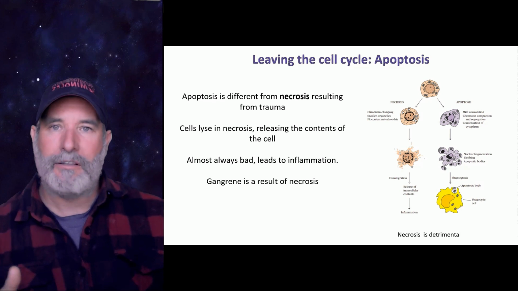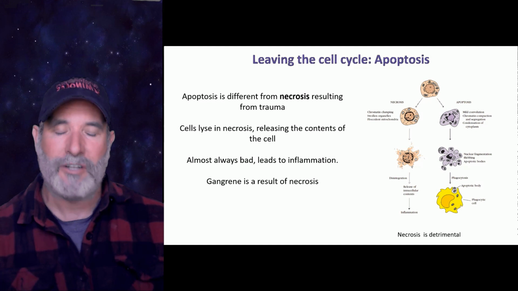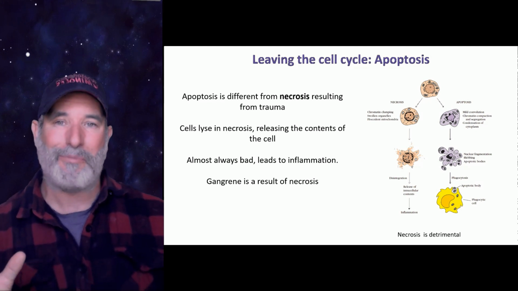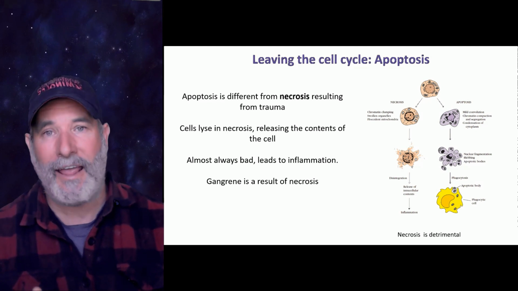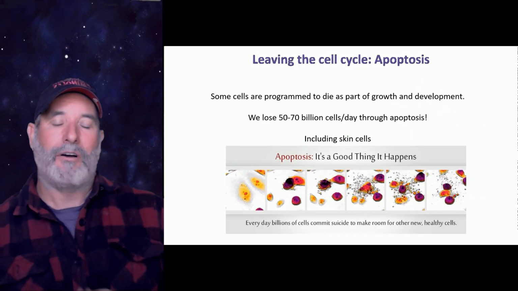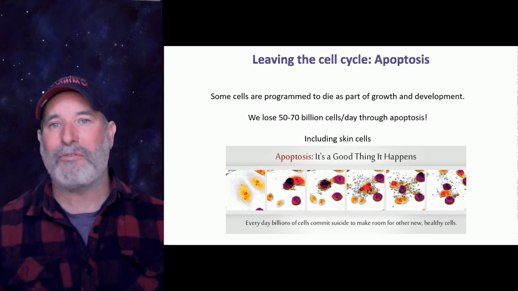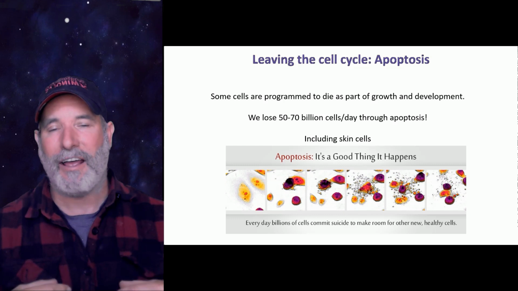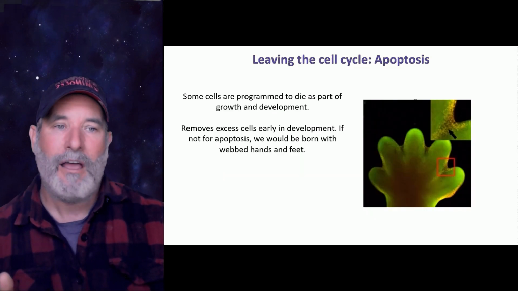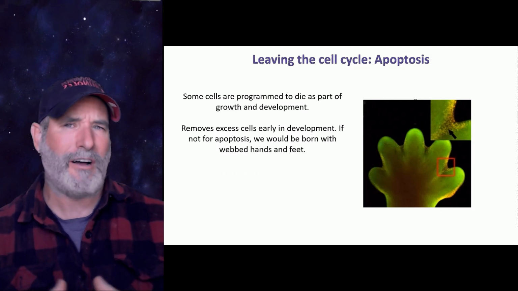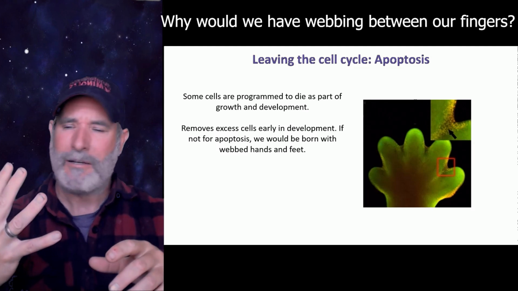Importantly, this is different from necrosis. Necrosis is where the cell becomes damaged and just explodes all over the place, spilling its contents, and that can lead to inflammation and other problems like gangrene. So apoptosis is actually a good thing because it's an orderly process of letting these cells die so that we can maintain fresh cells on the linings of our body. And of course, we need apoptosis early on in development. Remember the webbing? You'd have webbing between our fingers if it weren't for apoptosis.